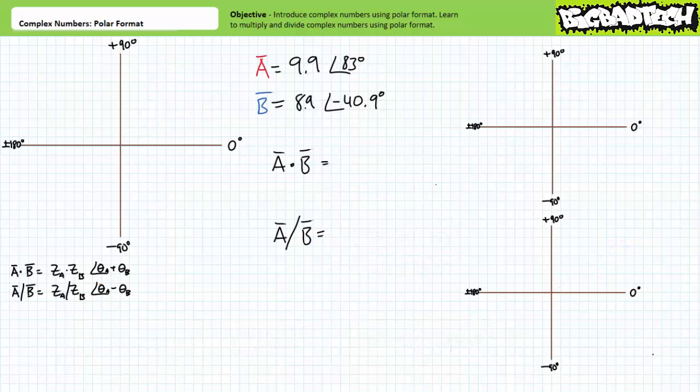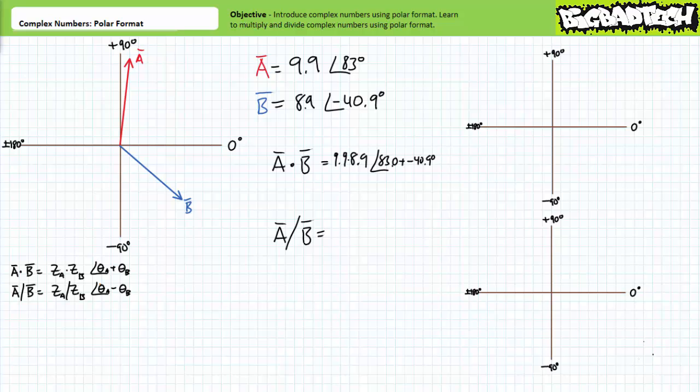Let's try a couple more illustrated examples of multiplication and division using complex numbers expressed in polar format. Consider complex number A with a magnitude of 9.9 at an angle of 83 degrees. Complex number A is still inside the first quadrant. Complex number B has a magnitude of 8.9 at an angle of negative 40.9 degrees. Complex number B is inside the fourth quadrant.